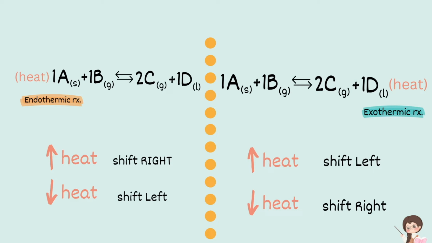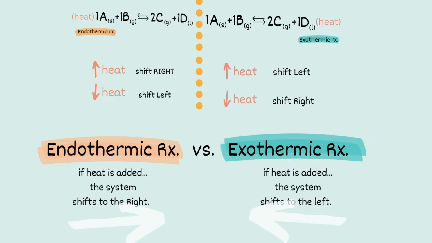If this is still confusing you, take some time to stop the video and look at the patterns here. Again, remember this rule. If heat is added to an exothermic reaction, there will be a shift to the left. And of course, if heat is decreased on an exothermic reaction, the system will shift the opposite direction, so to the right. And for endothermic reactions, it's also opposite. If heat is added, the system will shift to the right. And if we do the opposite, meaning we decrease the heat, the system will move to the left.